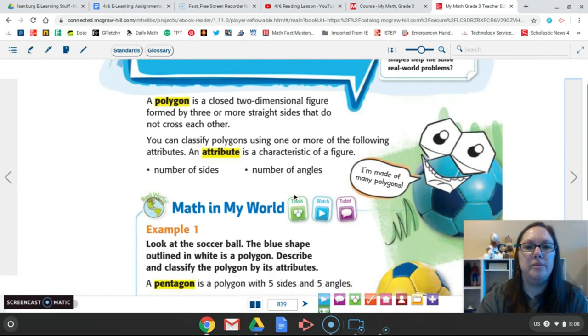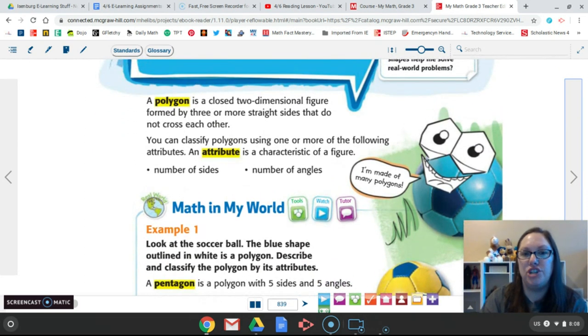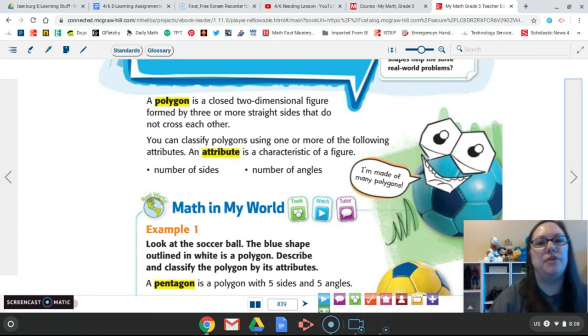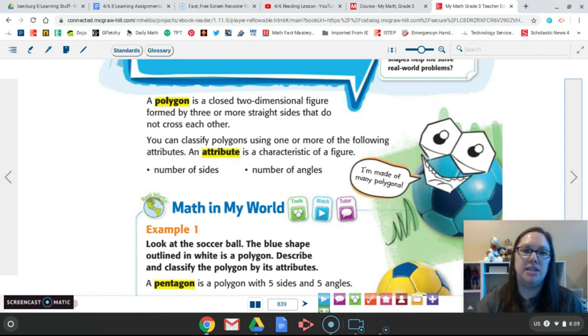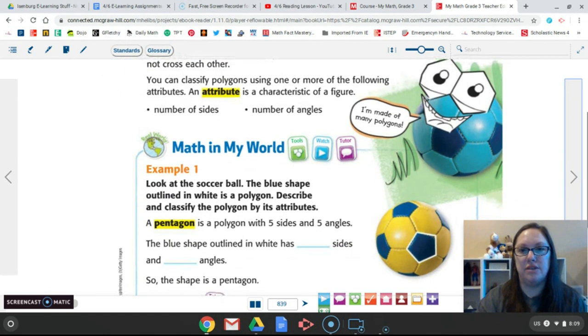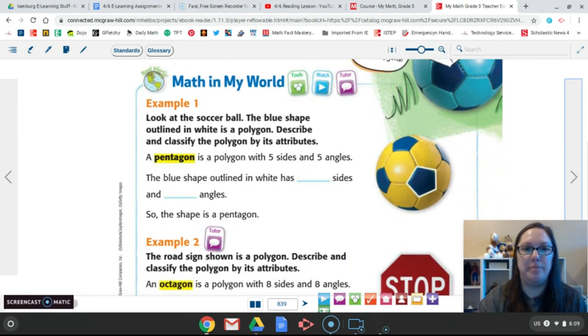Okay. So we're going to be talking about attributes of shapes. An attribute is something that makes a figure what it is. Okay. So those attributes that we're going to be talking about today are the number of sides in a shape and the number of angles. So that's how we can identify what a shape is.